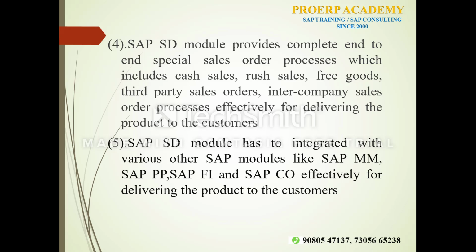That means within the company we are doing the sales activities. So that is what is called an intercompany sales order process. At the end, why are we doing all these things? At the end, we are doing this only for delivering the product to the customers. That is the reason why we are using both sales order processing as well as special sales order processing.